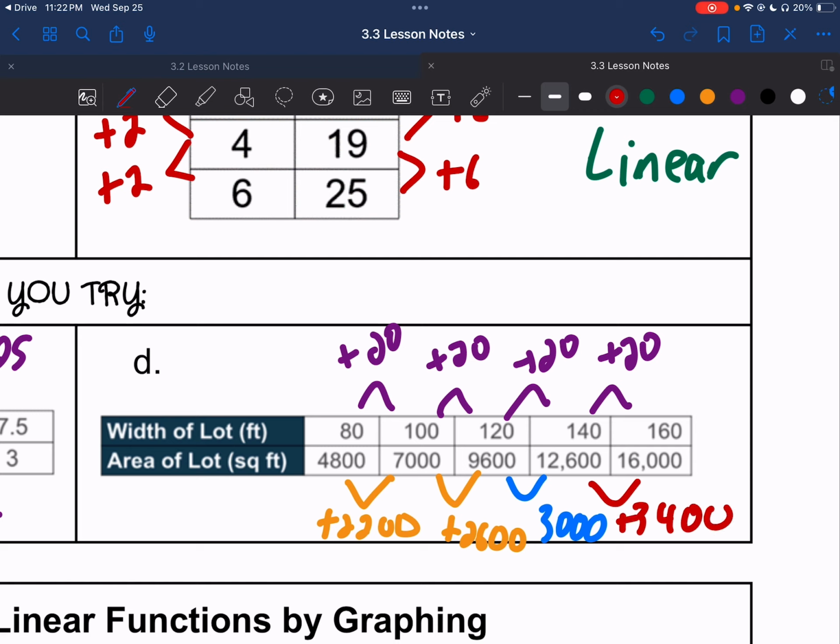So is that the same rate of change? Are we changing the same amount every single time? No, we are not. So that is non-linear. Even though the x values are changing the same, the y values are not. This is actually going to be a quadratic. It's a squared graph.